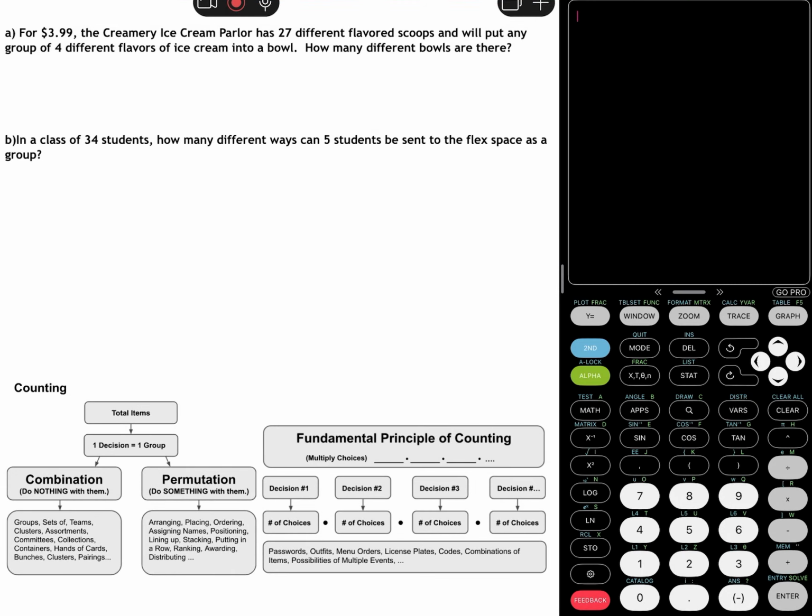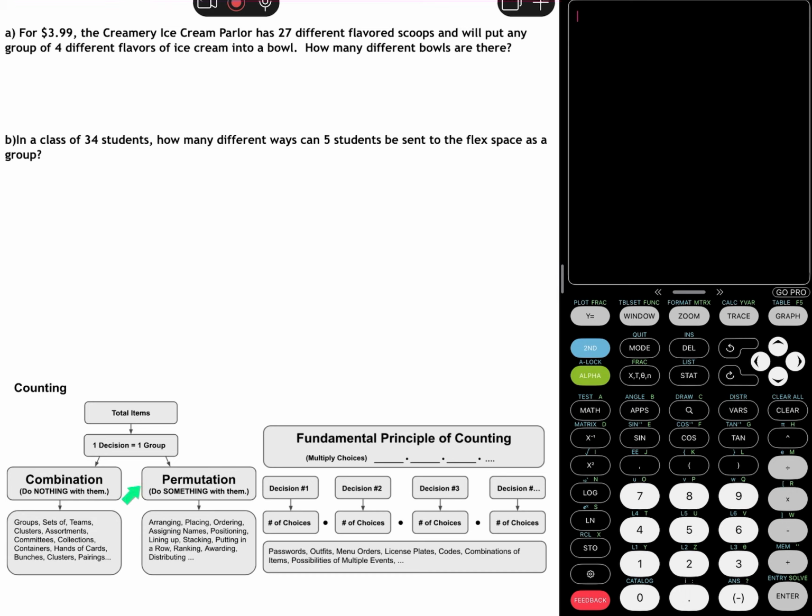Hello, this question is asking us to count how many different ways a group of things or a set of things can be chosen from a larger set. So what I mean by that is this is a counting problem, right? And there's three different main types of counting problems. It's either a combination or a permutation or a fundamental principle of counting.